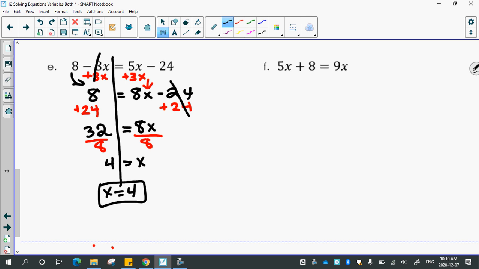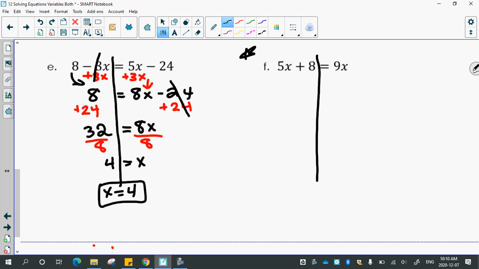All right, the next one's interesting. Put a little star beside it. The next one, I don't have a choice. If I took 9x away from this side, there wouldn't be anything on this side. Do you agree with that? When we're solving equations, we don't want to ever have nothing on one side. We always want to have something on one side and something on the other. So I have to leave the 9x there.